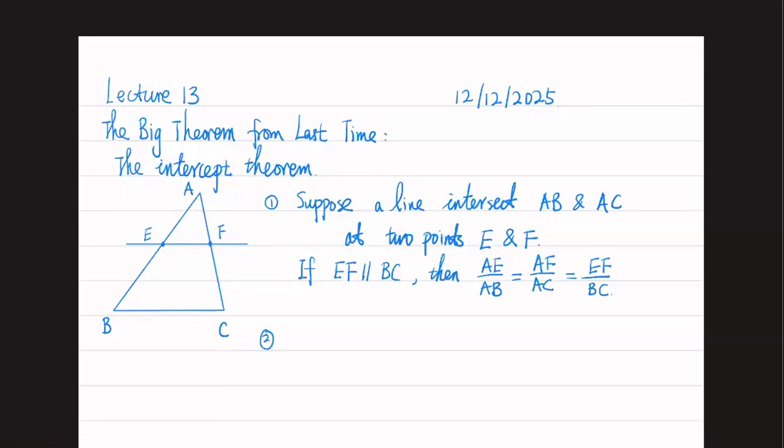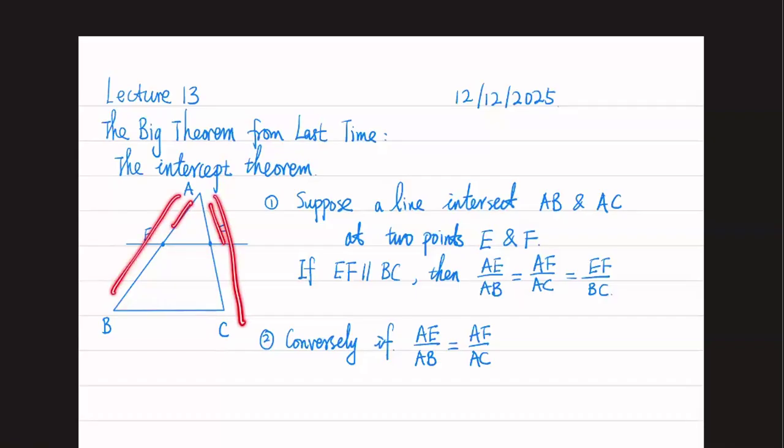Conversely, if we have the ratio, okay, suppose now we don't assume the lines are parallel. We assume the ratios are the same. So this will be a number. Let's call this number R.